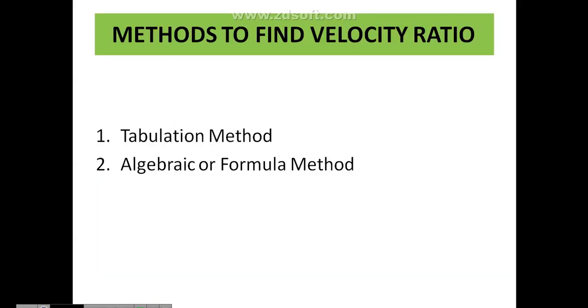So there are two methods of finding the velocity ratio. One is the tabulation method, another one is the algebraic method.